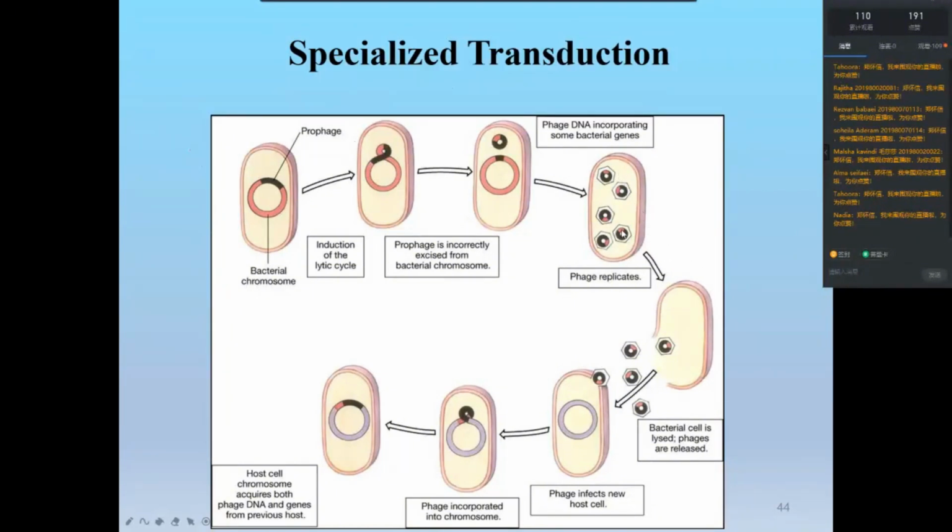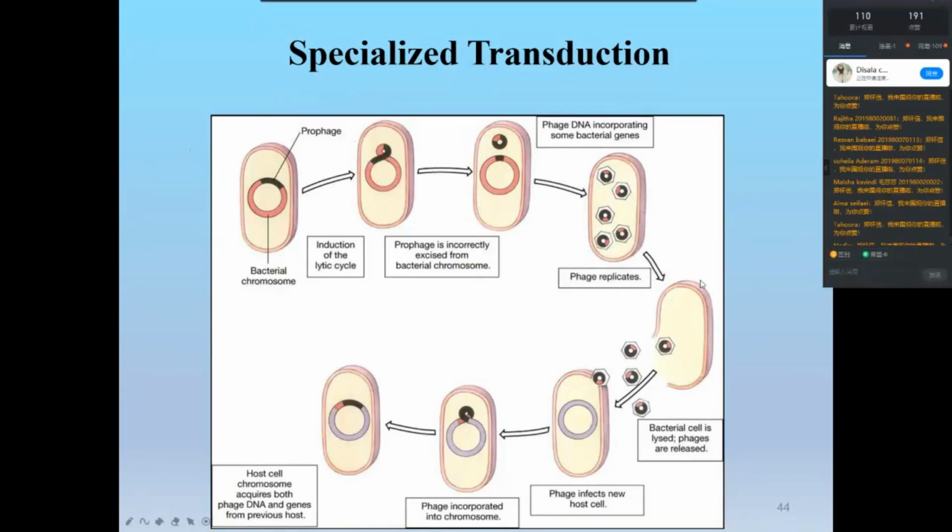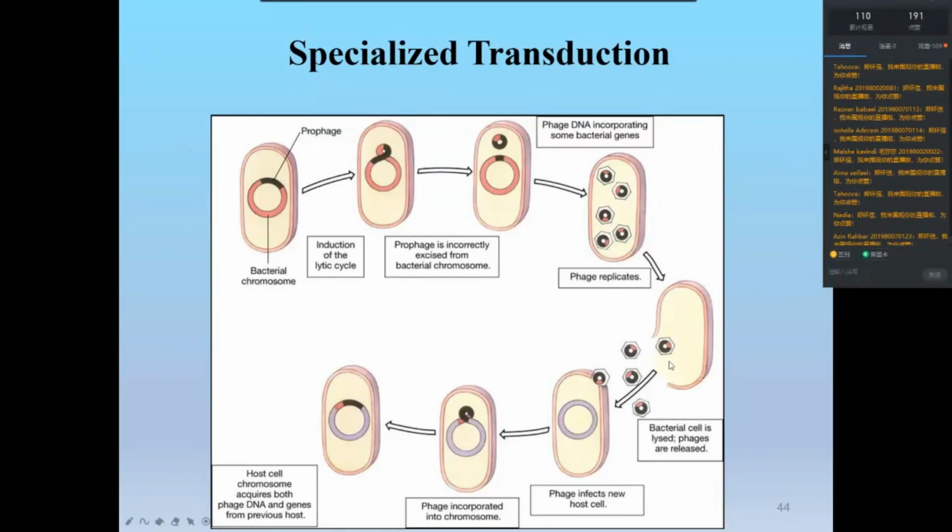And then the lytic cycle, the bacteria is lysed and the viral particles are released. And then one of the viral particles will infect another cell, which we call the recipient cell.